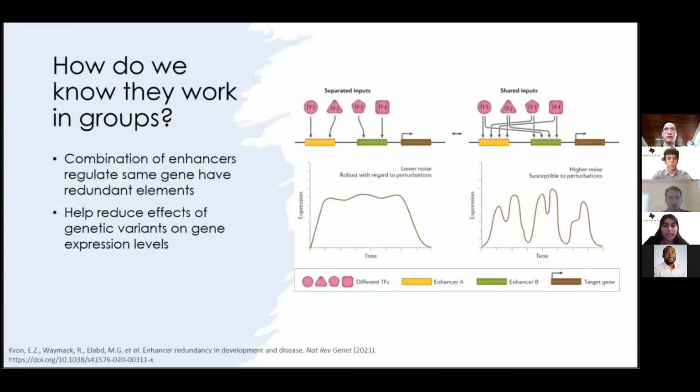Studies have shown that combinations of enhancers can regulate the same gene and can have redundant elements. And these redundant enhancers can help reduce the effect of genetic variants on gene expression levels. In this picture, you can see that the shared and separated transcription factor inputs to the individual enhancers have different effects on gene expression noise. Lower expression noise is seen with shadow enhancers with separated transcription factor inputs.